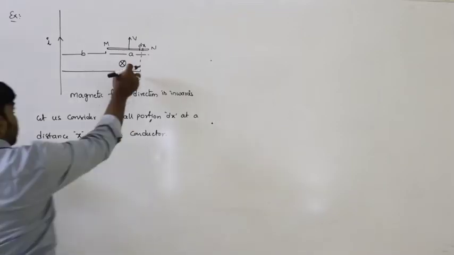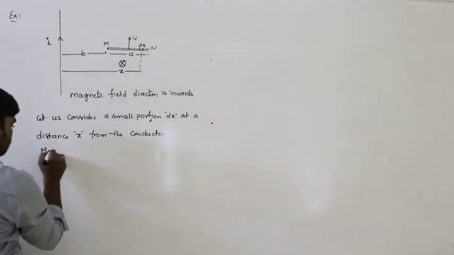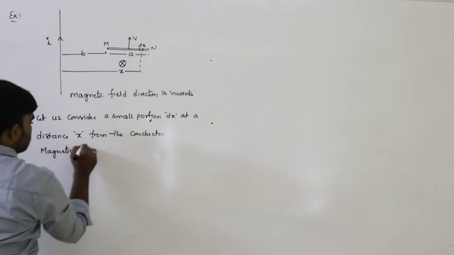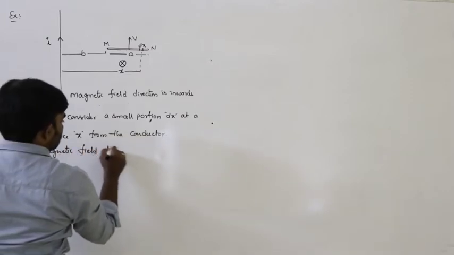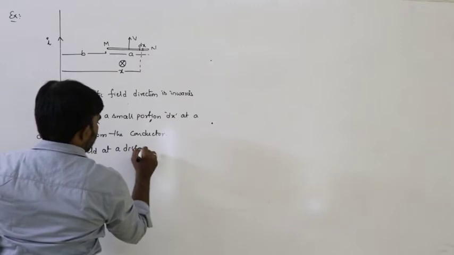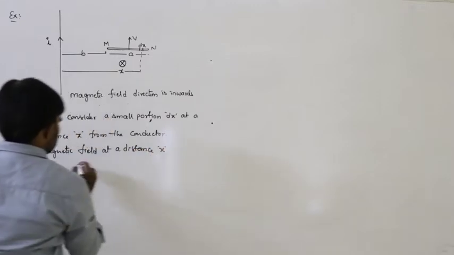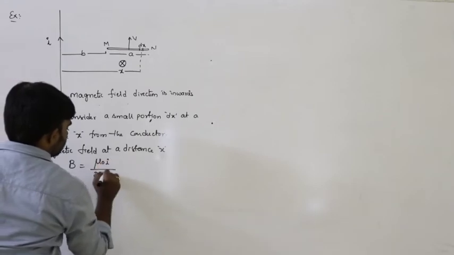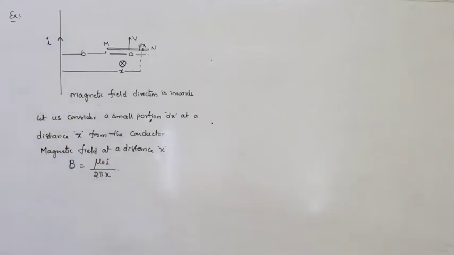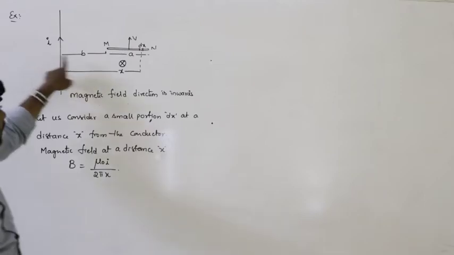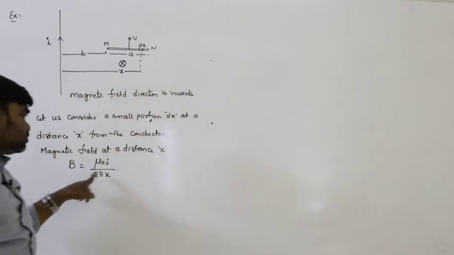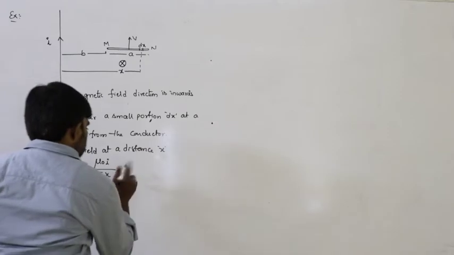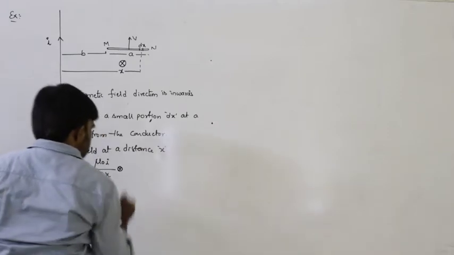So what is the magnetic field at a distance x? B can be written as mu naught I by 2 pi x. This is the magnetic field due to the infinite current carrying conductor at a distance x from the conductor. So B equals mu naught I by 2 pi x. The direction is inwards.